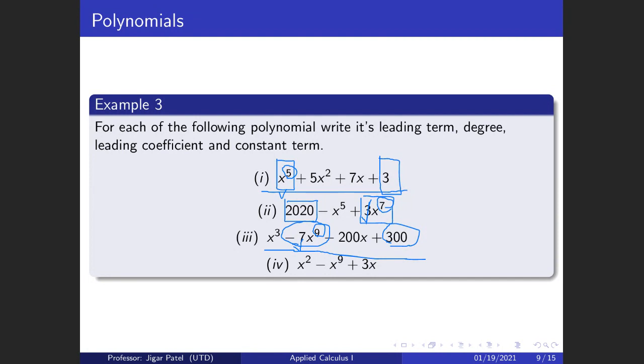All right. Let's see one tricky example. The last one, a little tricky. The leading term is negative x to the 9. Leading coefficient negative 1. Degree 9. What is the constant term? Well, it doesn't look like there is a constant term there. So we can say constant term is 0.